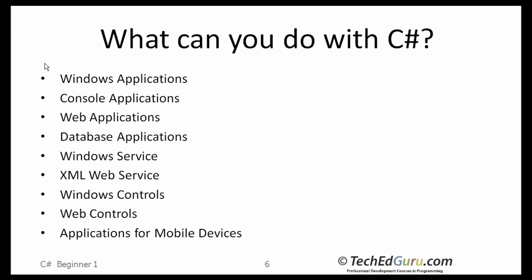What can you do with C Sharp? It's a full-blown programming language. You can develop Windows applications, console applications, also web applications. Both Windows and web applications can be database enabled. You can develop a Windows service or a web service based on XML technologies. You can also develop your own Windows controls or web controls. You can even program for the mobile devices.